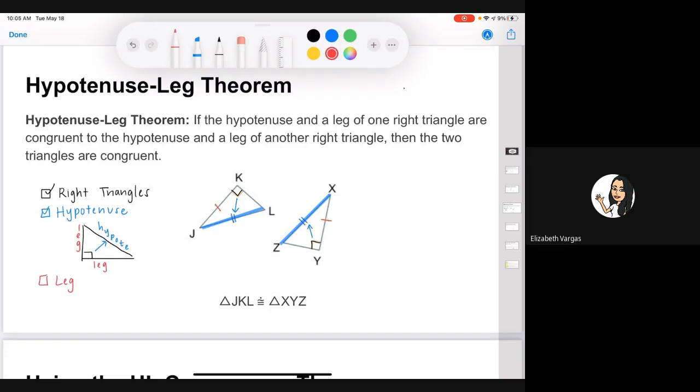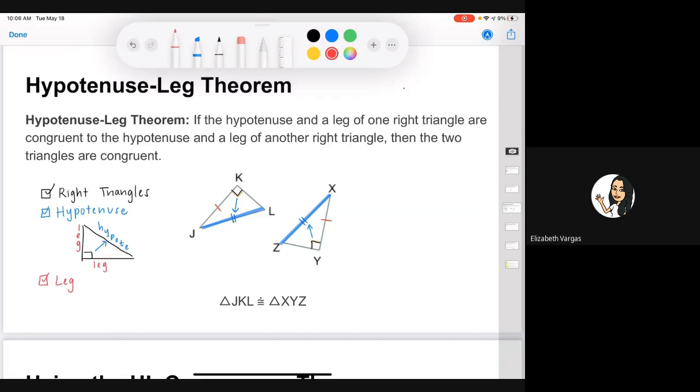So this is my leg and this is my leg. Those two are congruent to each other. And so therefore, I can prove that these two triangles are congruent using the hypotenuse leg theorem. So first thing I want to prove is that I have two right triangles. Once I know I have two right triangles, then I know that I want my hypotenuses to be congruent to each other. And then lastly, I want to know that at least one of my legs is congruent.